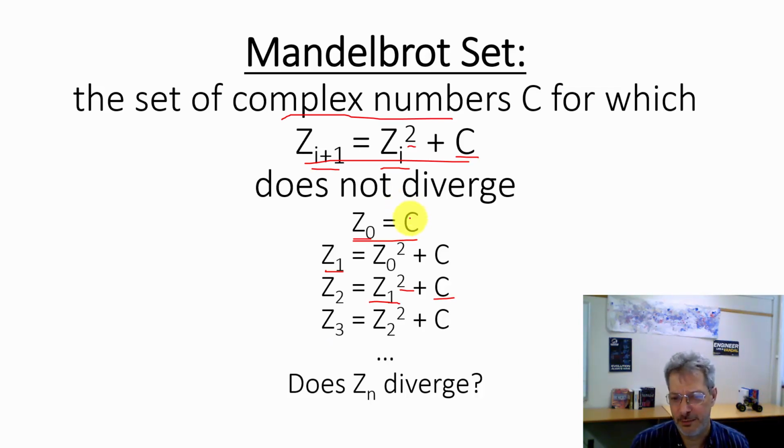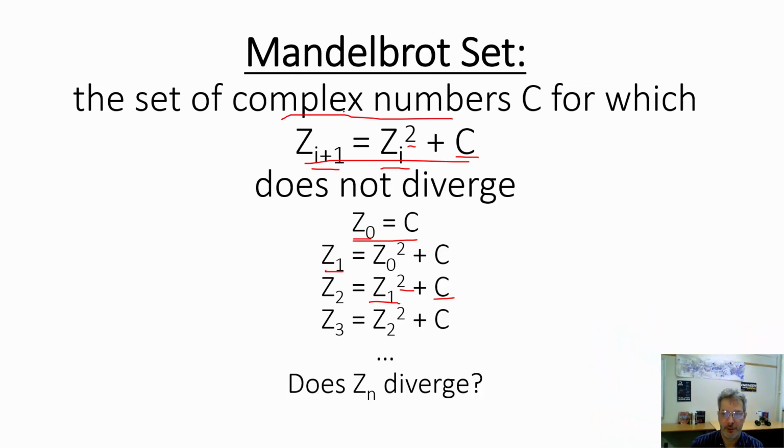On the other hand, if we started, sort of boringly, with 0, we'd get 0. 0 squared plus 0 is still 0. We'd stay at 0. Our number wouldn't diverge. In general, for real numbers, this sort of recurrence relationship is not very interesting. Where it becomes interesting is when we're dealing with complex numbers.